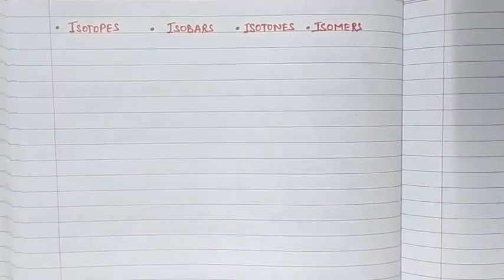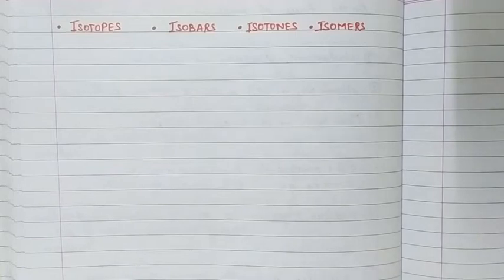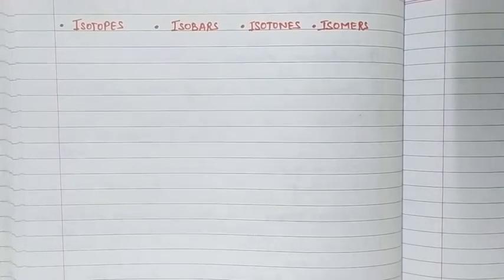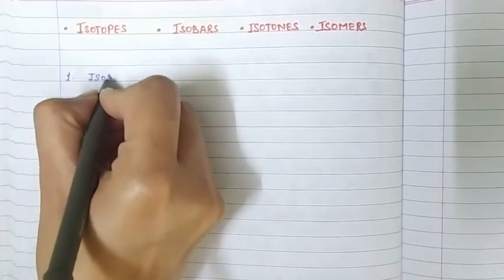Hello students, in this video we are going to discuss four different terms. These are isotopes, isobars, isotones and isomers. So basically, by the end of this video you will be able to know what these terms are and what the differences between them are. So let's start with the first one, that is isotope.